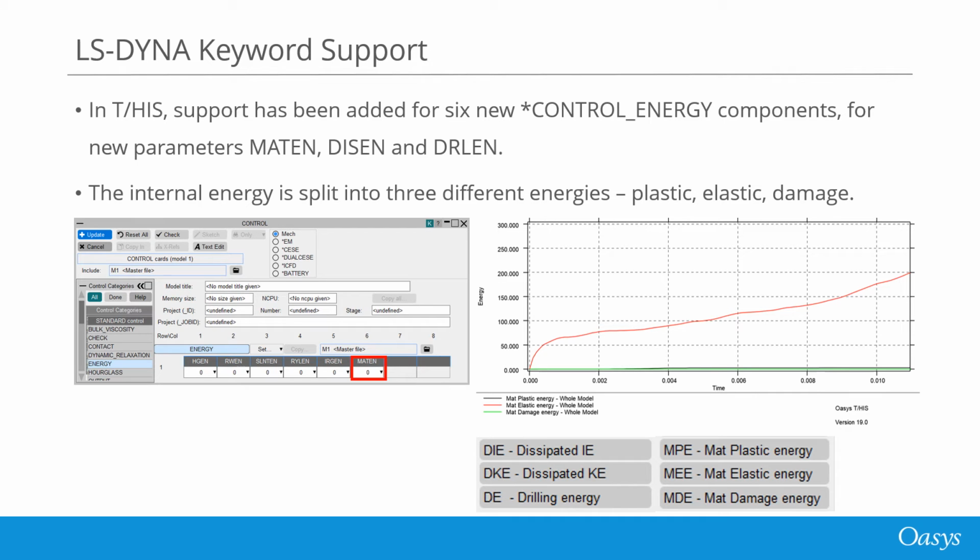In THIS 19, support has been added for 6 new control energy components for new parameters MATN, DISN, and DRLEN, which compute material, dissipation, and drilling energies. As shown on the graph, the internal energy is split into 3 different energies: plastic, elastic, and damage. Note that the dissipation energy and drilling energy fields currently only appear in the development version of the keyword manual and so are not yet supported in Primer.